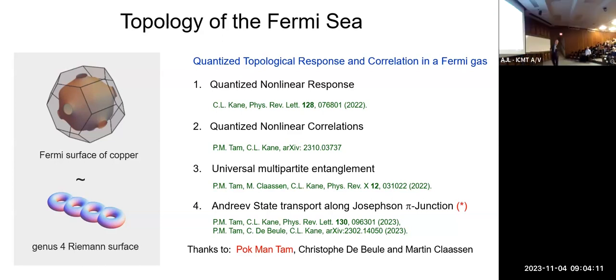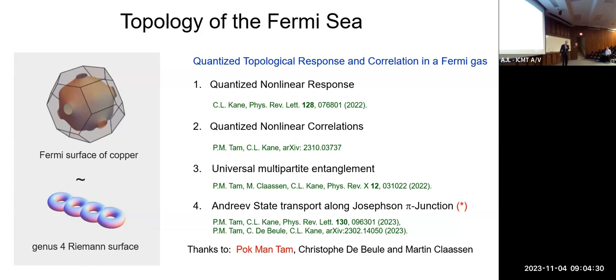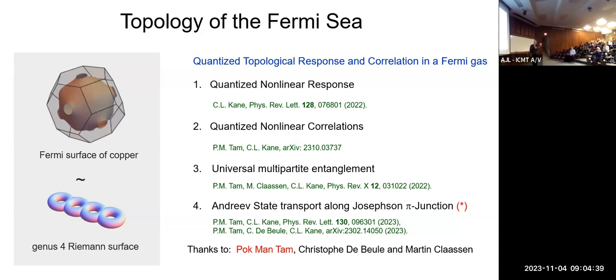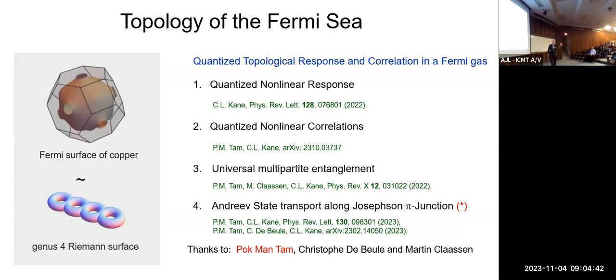Okay, but in any case, I'm going to show you that the topology of the Fermi surface shows up in nonlinear properties of the Fermi gas, in particular nonlinear response, and also nonlinear correlations. I'm going to spend some time talking about this. It also shows up in the entanglement, and this is where I will have something a little bit to say about interactions. We've also worked out some experimental proposals for how to get at this. I'm probably not going to have time, since I only have 25 minutes, to talk about this last part, but this is another area that we've worked on.